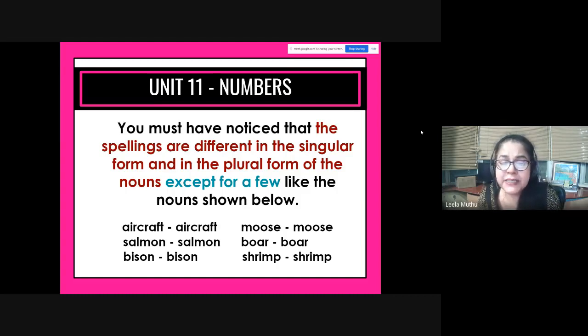So you must have noticed that the spellings are different in the singular form and in the plural form, except for a few, like which have been given below, and of course sheep and deer.